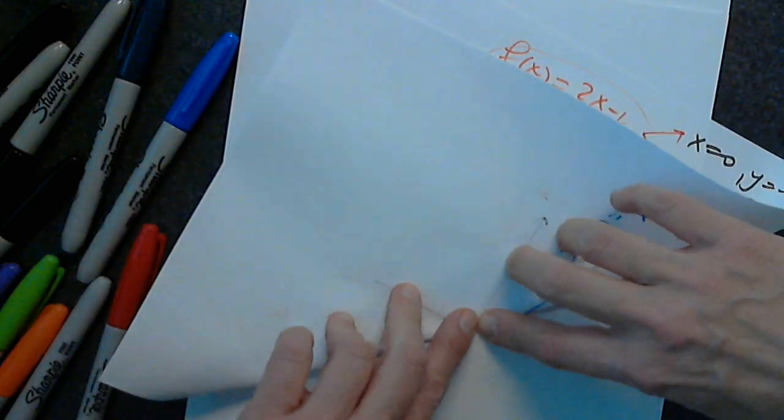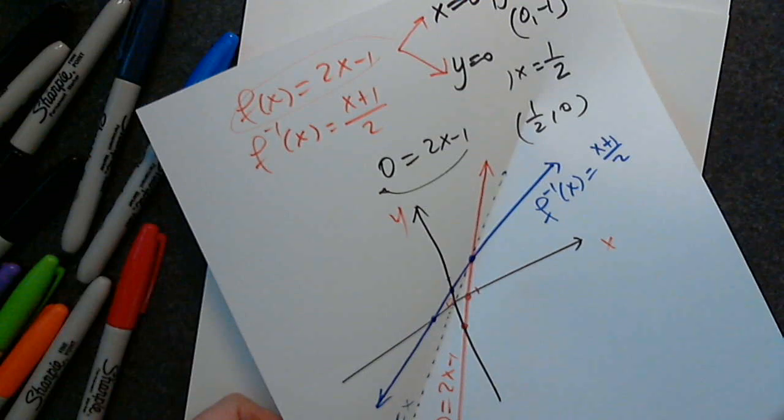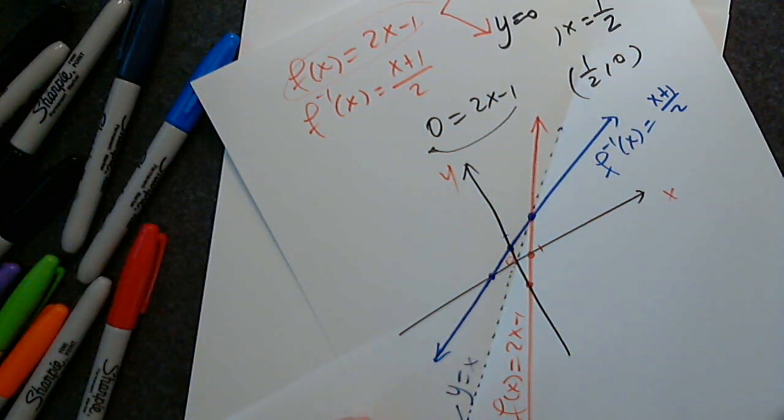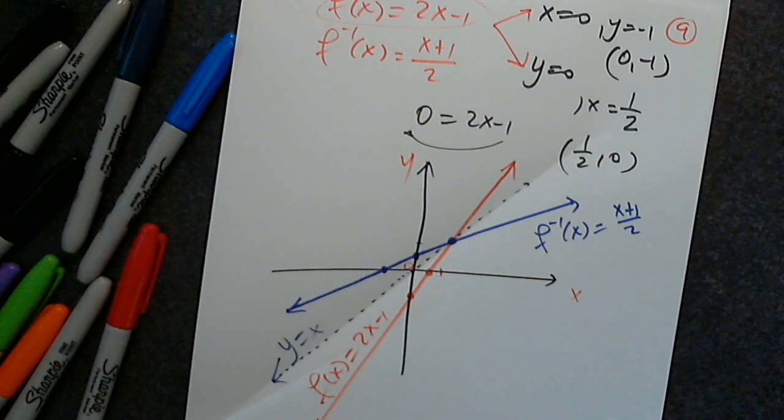My graph may not be perfect. They have to be symmetric with respect to this line, y equals x. They have to overlap. This piece with this, and this piece with that. That's always the case for any two inverse functions graphed on the same coordinate system. Is this clear? Yes?